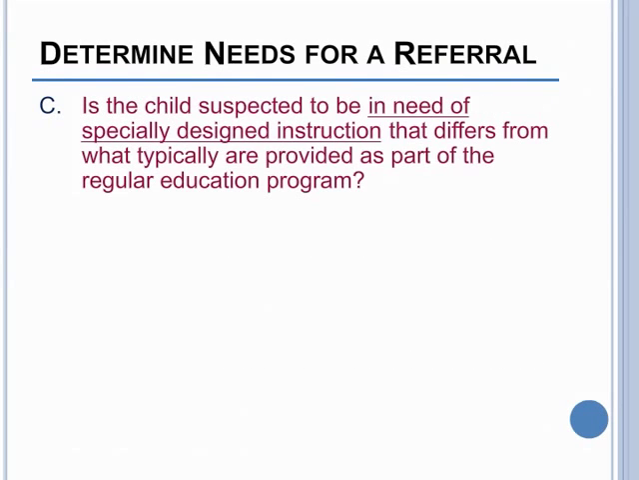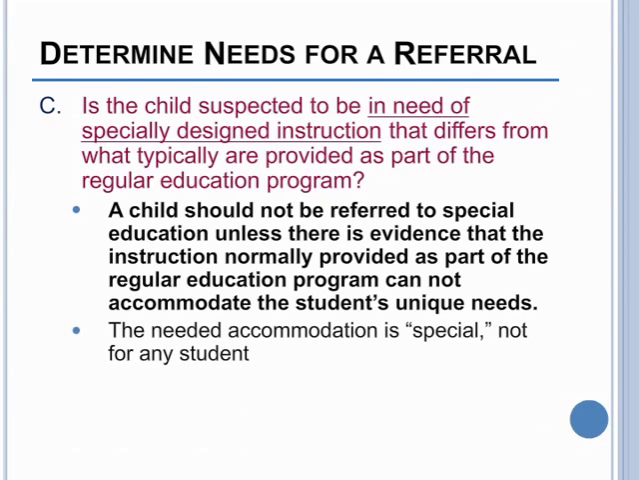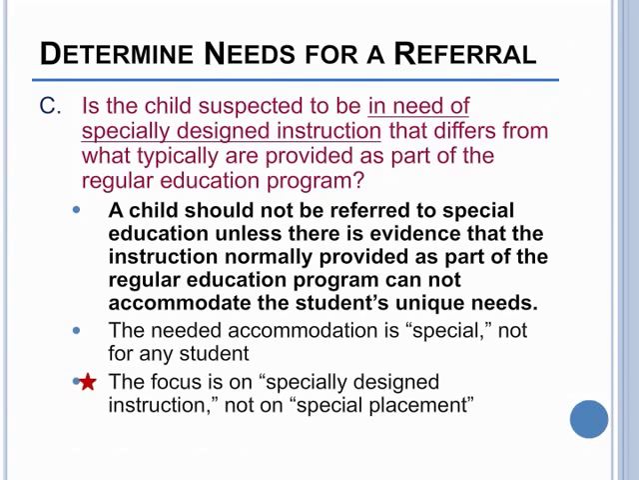And the third question to ask yourself when you are determining the need for a referral is, is the child suspected to be in need of specially designed instruction that's different from what's appropriate as part of the regular program? If the child's needs can be met and accommodated within that regular education program, the child should not be referred. Any needed accommodation is special or not just for any other student. The focus is on specially designed instruction, not on special placement. Very important.